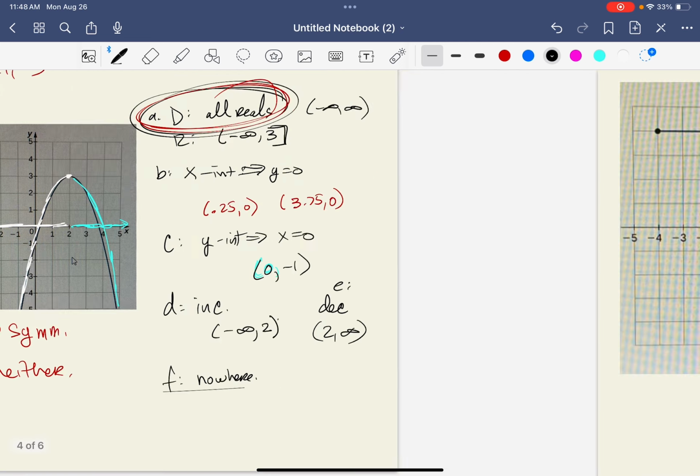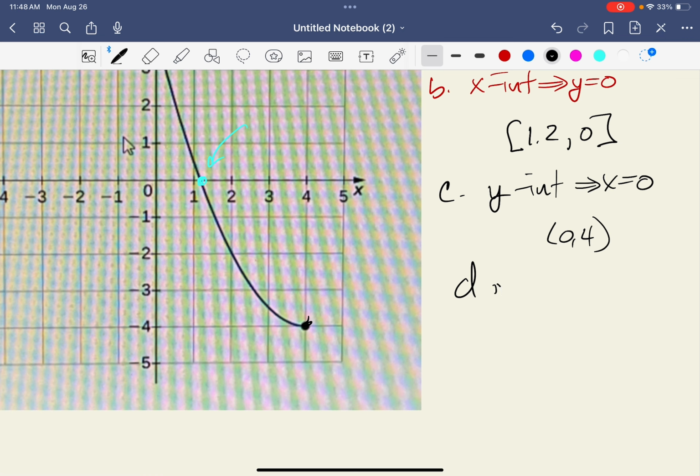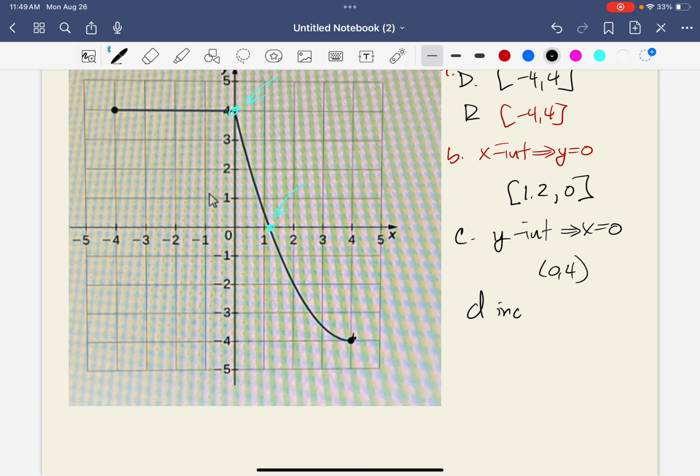D, where's this function increasing? I don't think it's increasing anywhere. So as you walk from left to right, does the function rise? No, it does not. So it's increasing nowhere.